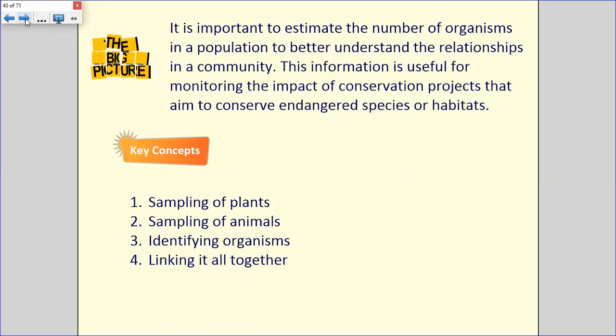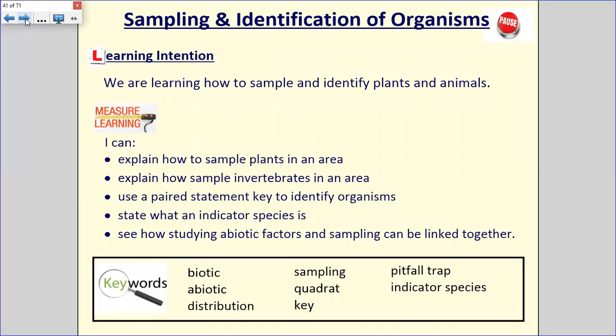So we're going to look at 4 key areas. We're going to look at sampling plants, then we'll look at sampling animals, then we're going to have a look at identifying the different organisms, and then we're just going to pull the whole topic together. So pause the video, have a look at the key learning points, keep your eyes out for these points as we go through the video, and we'll review them when we get to the end of the video.